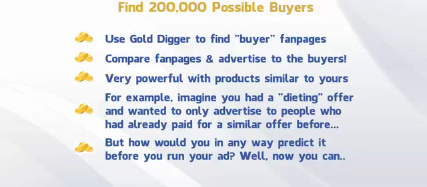So the first demo I want to give you is how I can find several 100,000 possible buyers on a particular fan page, a particular interest that I could target. The basic idea is that you can use Gold Digger to find buyer fan pages. If you've got a particular niche, a particular market that you want to target, you can compare all of those fan pages and find which ones have got the most buyers on, and then target the ones that have got buyers.